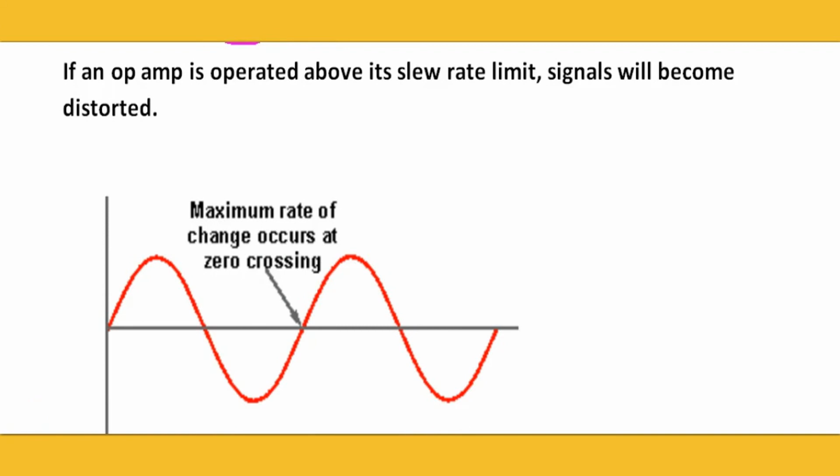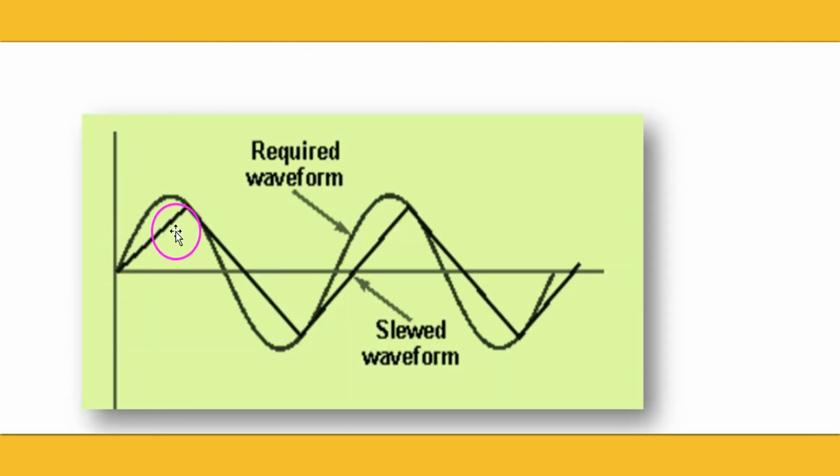If the op amplifier is operated above the slew rate limit, the signal will become distorted. Like this is the input signal which is given to the op amp. If the op amp is not good, if it has a very low value of slew rate, then the output may be distorted like this. This is the input and the output is like this. So the output is distorted. This is the slewed waveform, which is distorted.